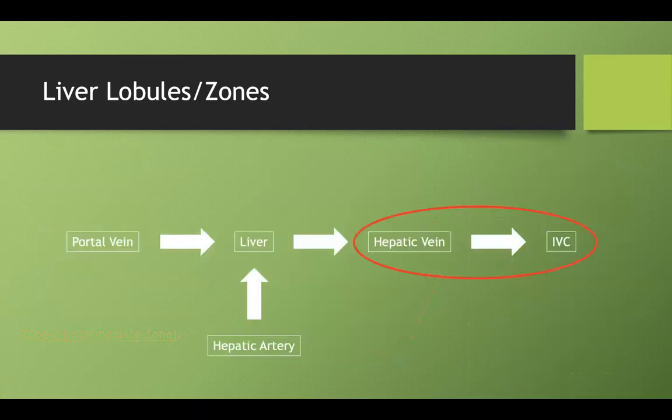And here's another picture of that. Here's our hepatic vein in IVC. If the liver ever gets congested, zone 3 will be the first affected.